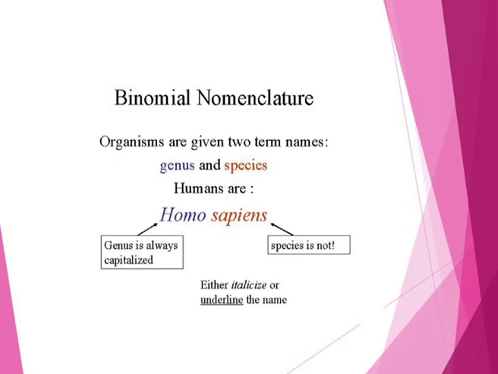In the word Homo, H is written in capital. In the word sapiens, S is written in lowercase. So always a genus should start with a capital letter and species should start with a lowercase letter, and it should be written in italics, and when you are writing by hand, then it has to be underlined always.